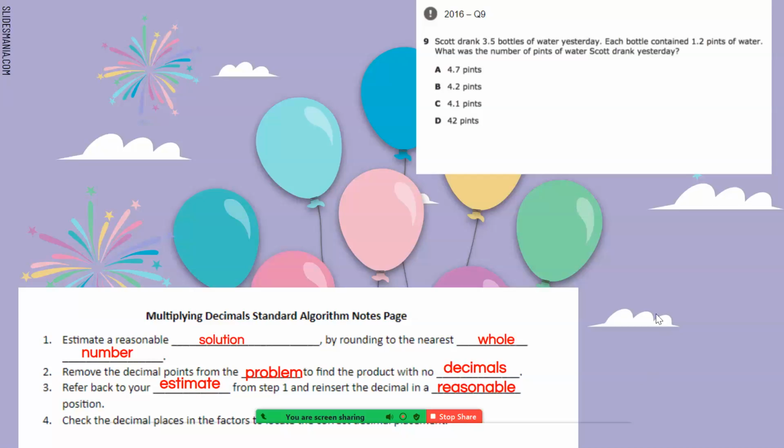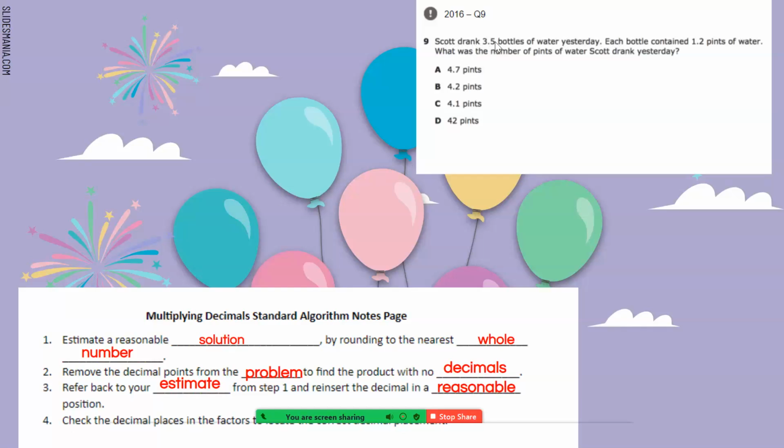So in our Google Slides, we have it and we look like this. We have a notes page. You'll see this. And so students have a note page with step-by-step instructions on how to multiply decimals with a standard algorithm. We're reminding them it's just like multiplying whole numbers, right? So we don't have to line anything up as far as decimals. We're just going to multiply it just like we do whole numbers. But we're going to do a few things first. Our number 1 step is to estimate a reasonable solution by rounding to the nearest whole number. Okay, so that's the first thing we're going to do when we look at this question.